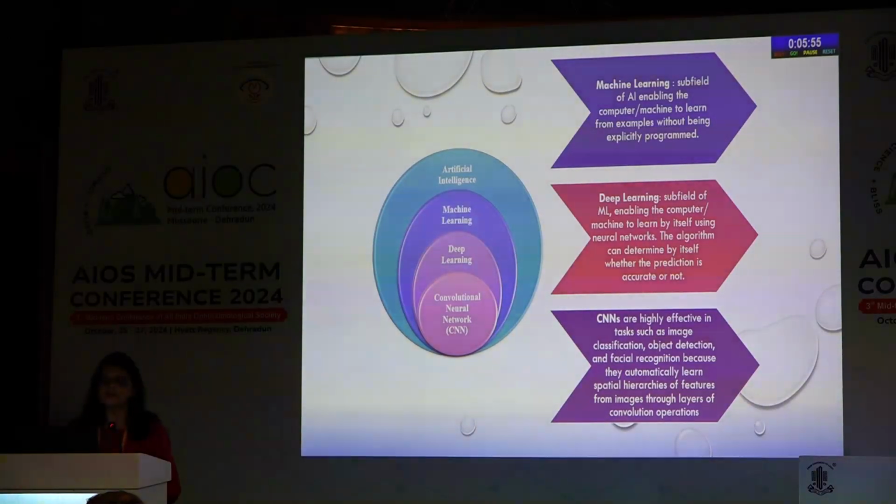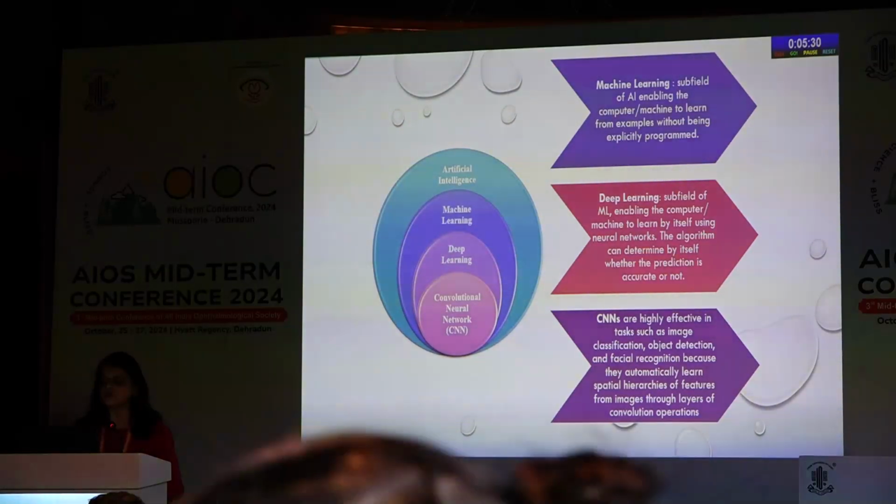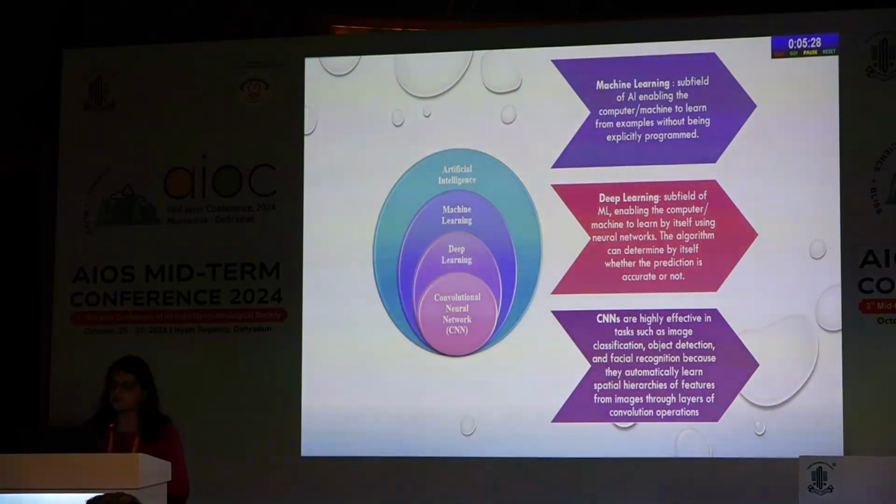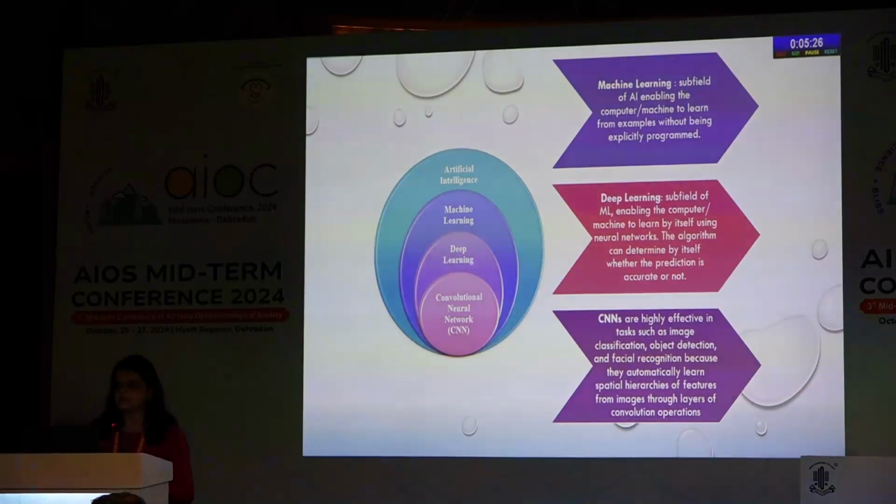So in artificial intelligence, there are various subfields like machine learning, deep learning, and convolutional neural network. Machine learning enables the computer or the machine to learn from examples without being explicitly programmed. Deep learning is the inside story of the machine, which it learns of itself. In a neural network, the machine automatically learns the spatial hierarchies of features, and the images are put through various convolutional operations.